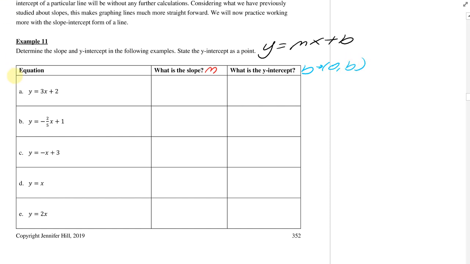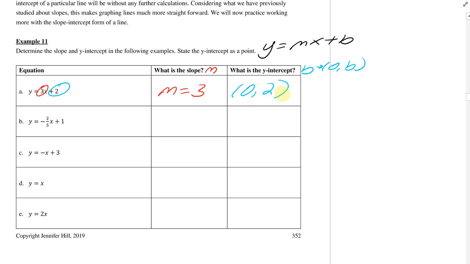Starting here with this first one, notice what's attached to the x. The 3 is attached to the x, so that's my slope. So my m is equal to 3. The freestanding number is this 2, so I want to write this out as the y-intercept (0, 2). So that's what I want you to do.